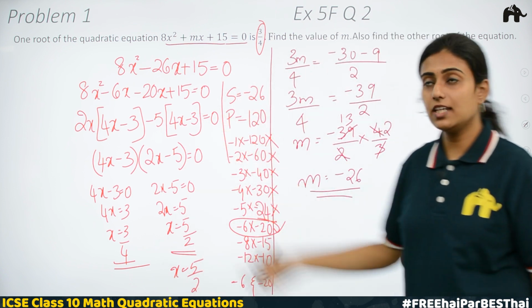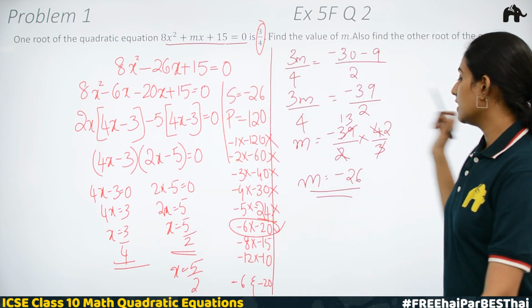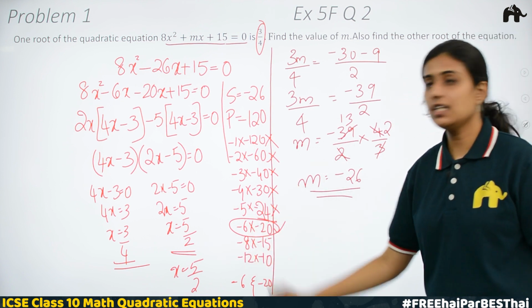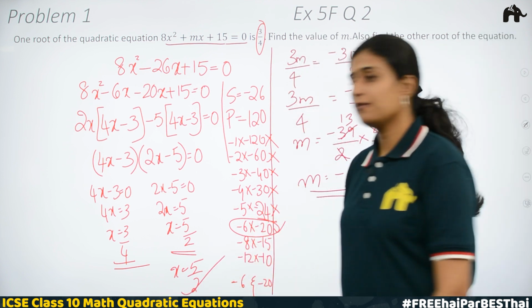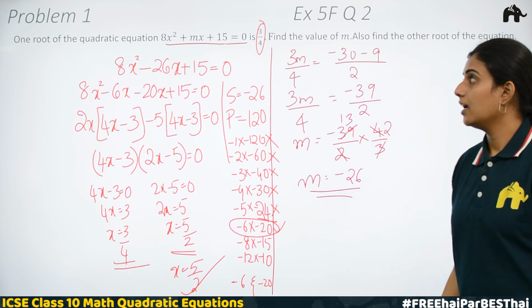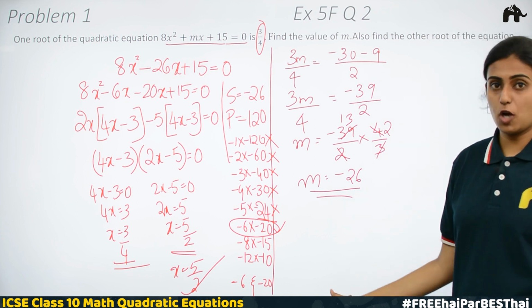One root is already given in the question. The other root we determine, that is 5 by 2. Clear? 5 by 2. Let's do the next problem.